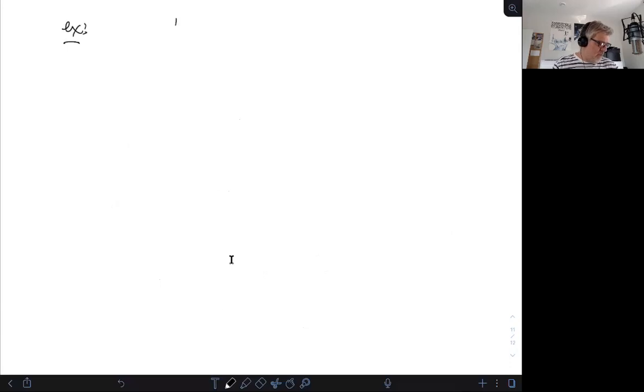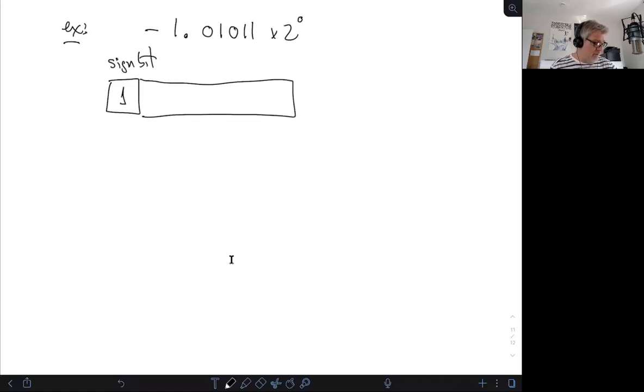Suppose that we have minus 1.01011 times 2 power 0. The number I have to write in memory, I'm already giving it to you in normalized exponential form. So the sign bit is 1, because we have a negative number. Then I'll have my 8 bits for the characteristic, and then I'll have the mantissa.